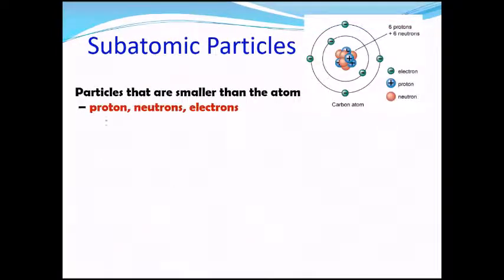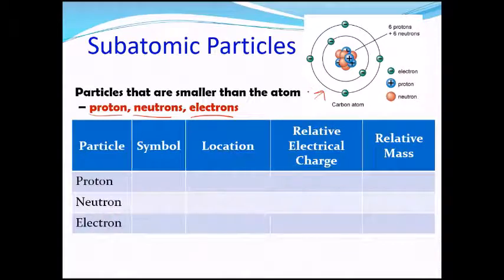Subatomic particles, you probably remember protons, neutrons, and electrons. And this is like the Bohr model of the atom here, so we're going to stick with that for now. And what you may not know, all of this information, the symbols we use, the locations, the relative electrical charge, you probably figured out from the simulation, no problem. And the relative mass, I'm going to also talk about the actual mass.